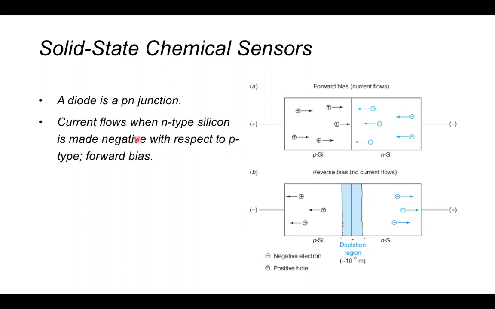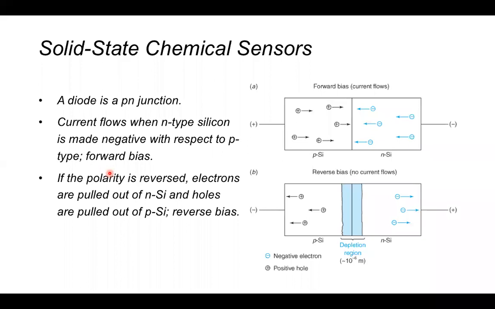So current flows when n-type silicon is made negative with respect to p-type. This is forward bias. If the polarity is reversed, the electrons are pulled out of n silicon and holes are pulled out of p silicon, and we get a reverse bias. So a depletion layer then forms near the p-n junction here.